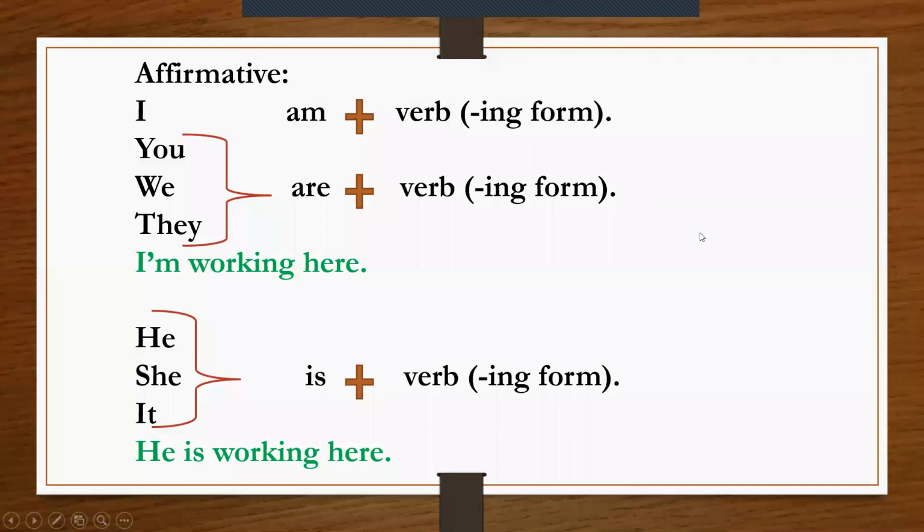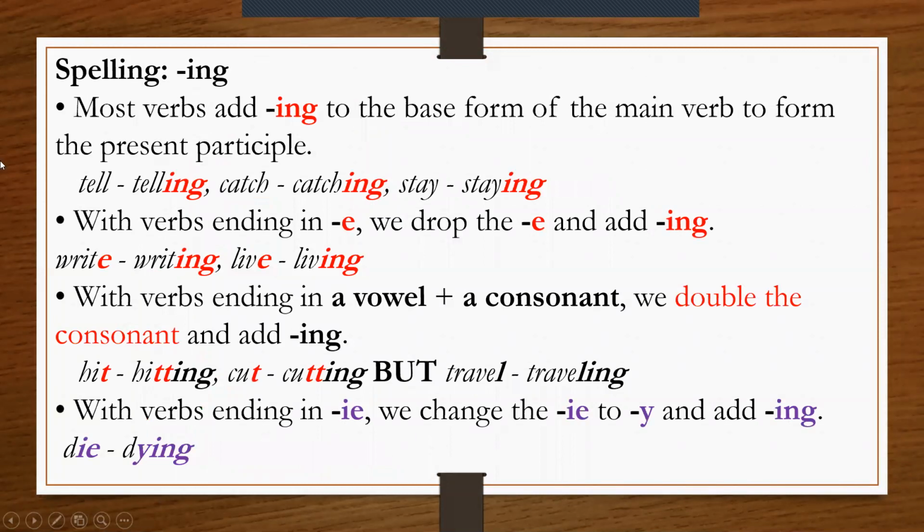In the affirmative, we are going to have for I, the verb to be, am, plus the verb in the ing form. For you, we, and they, we're going to have are plus the verb in the ing form. For example, I'm working here. And for he, she, and it, we're going to use is plus the verb in the ing form. He's working here.